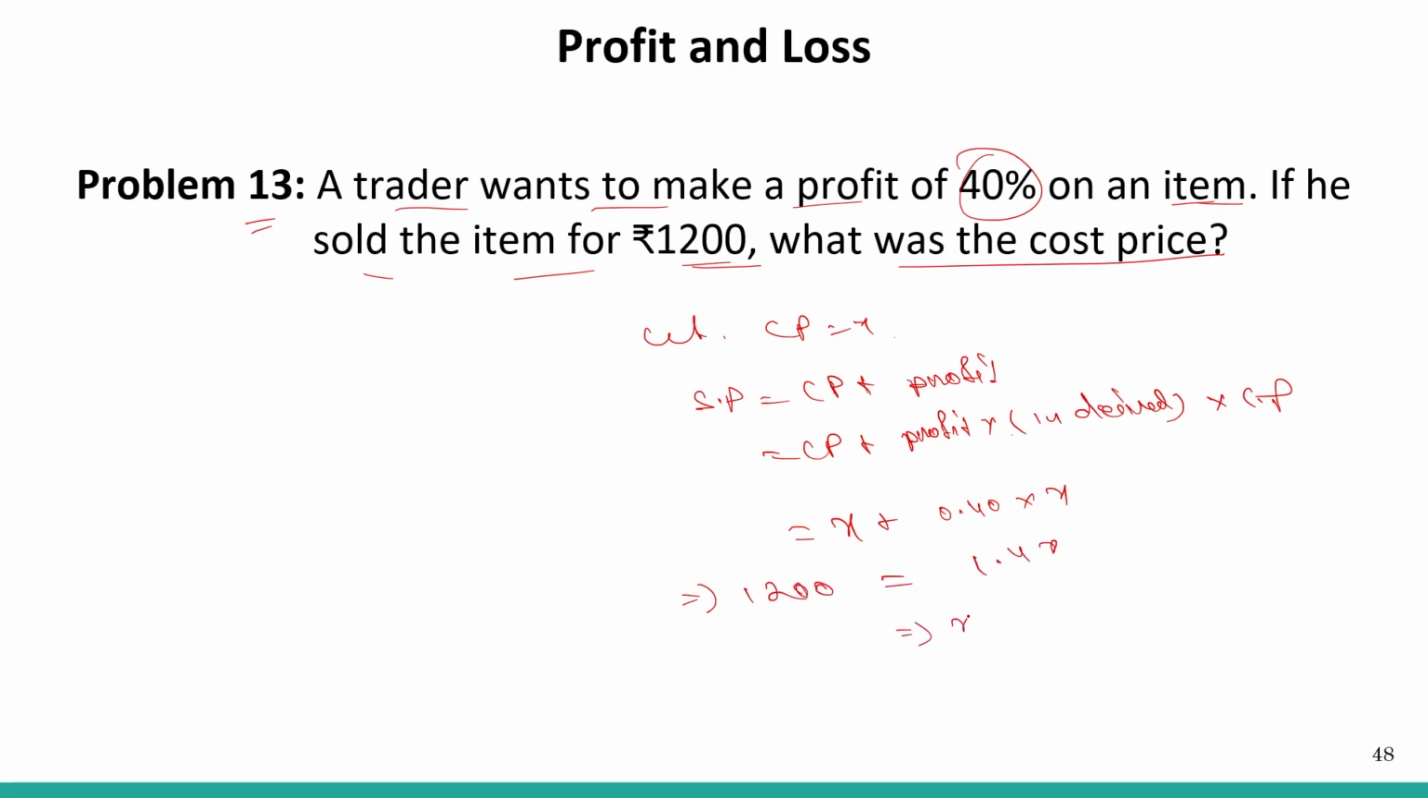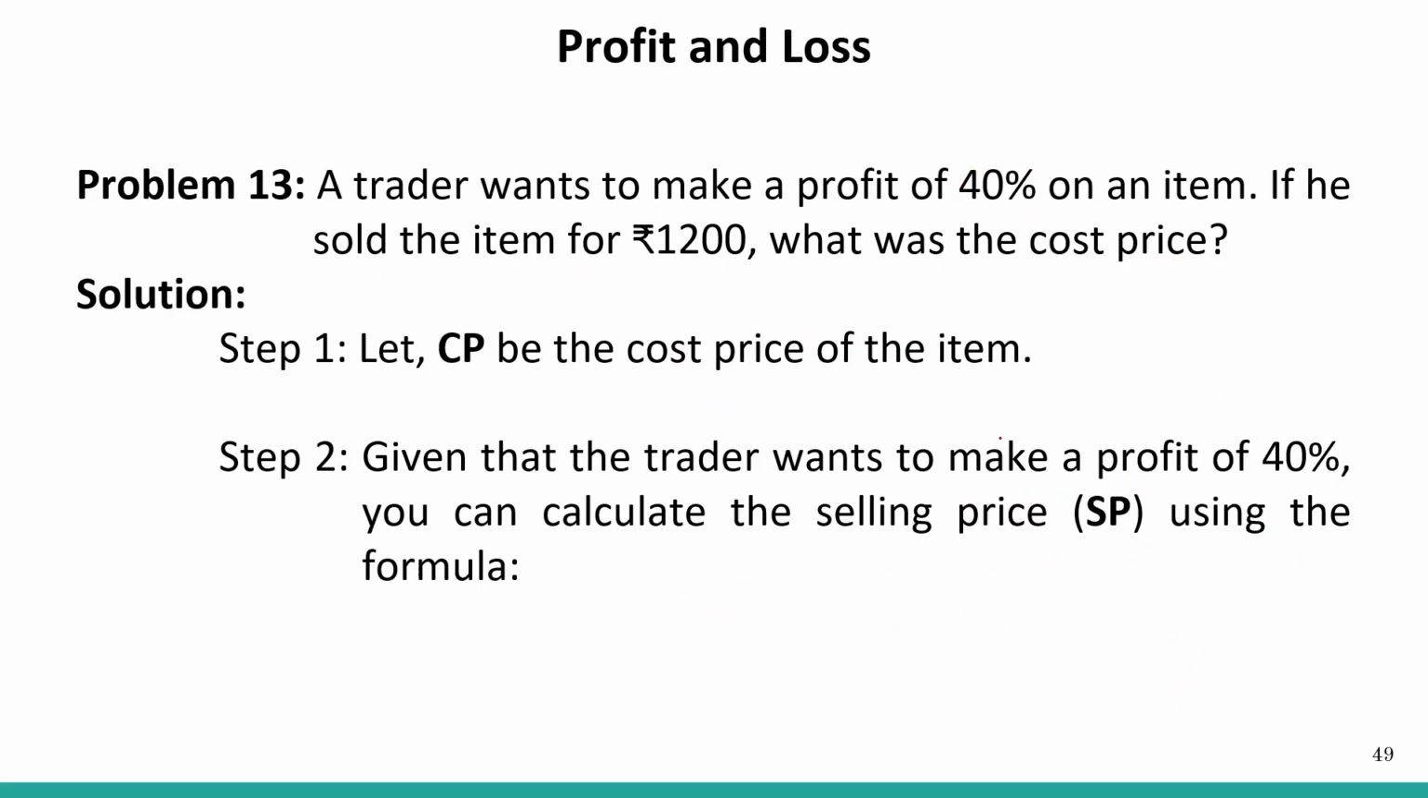So this implies that X is equal to 1200 by 14 into 10. Right. So this simple is equal to, this will be 7, this will be 6. So is equal to 6000 by 7. Okay, so this will be the correct answer. Okay, this will be the cost price.